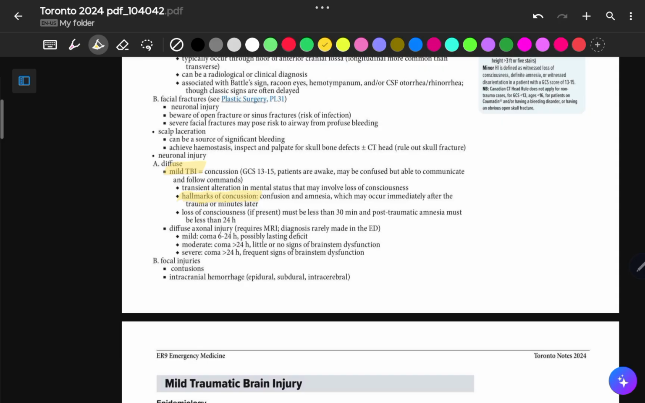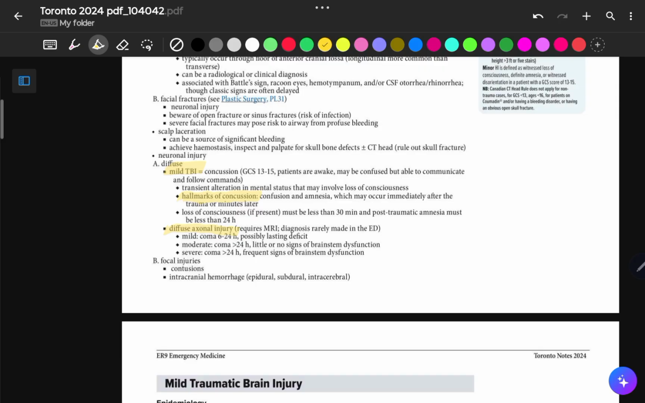Next, it's diffuse axonal injury. So actually, this requires an MRI. Diagnosis is rarely made in the ED. So basically for mild, usually the patient will be in coma for 6 to 24 hours, possibly with lasting deficit. For moderate, the coma is more than 24 hours, with little to no signs of brainstem dysfunction. And severe coma is more than 24 hours, with frequent signs of brainstem dysfunction. Okay, so this one is for diffuse axonal injury.